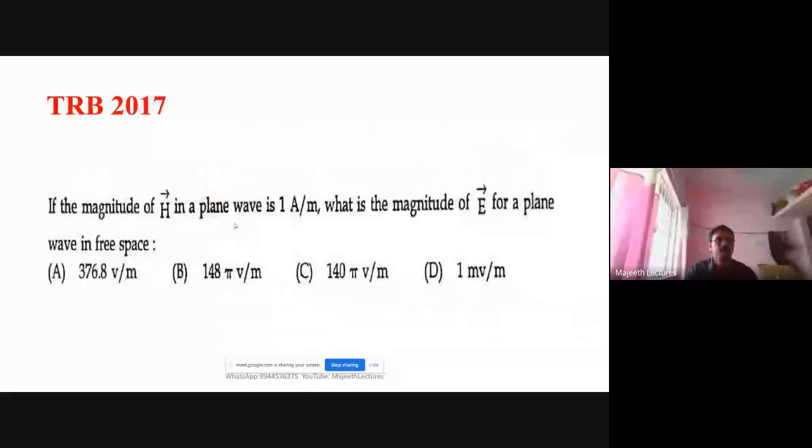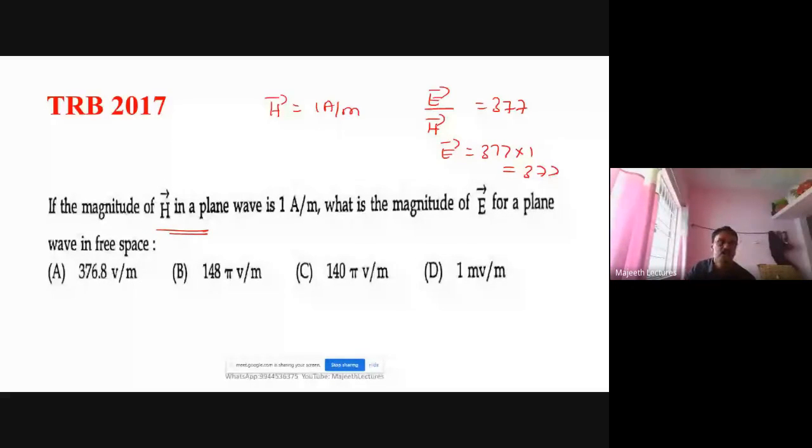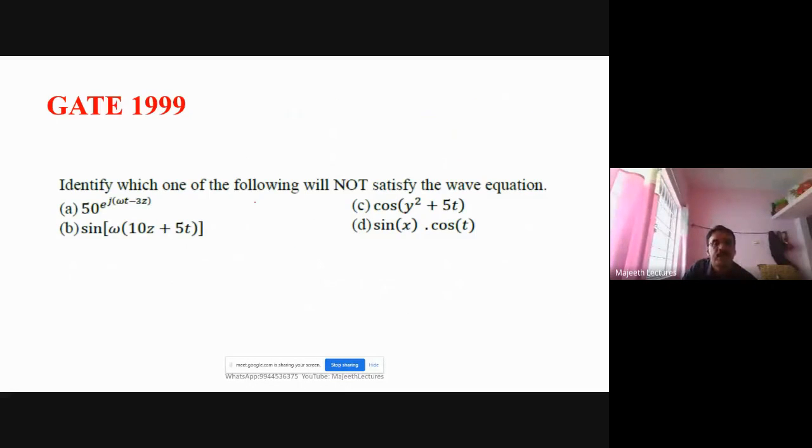You see, if magnitude of H is 1 ampere per meter, what is E? So the relation between E and H is E by H is equal to 377. So E is equal to 377 into H, that is 377 into 1. So the answer is 376.8 volt per meter.